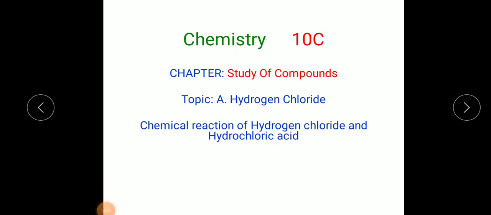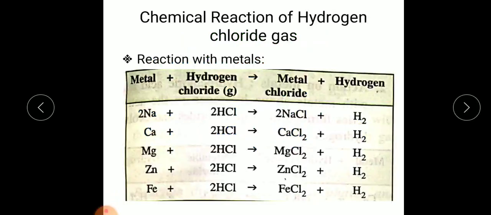In our previous class, that was before puja, we have seen the preparation of hydrogen chloride. Now we are left with the chemical reactions of hydrogen chloride and hydrochloric acid. The difference between them is that hydrogen chloride is a gas and hydrochloric acid is a liquid. When hydrogen chloride gas is dissolved in water, it results in the formation of hydrochloric acid. Now, chemical reactions of hydrogen chloride gas.